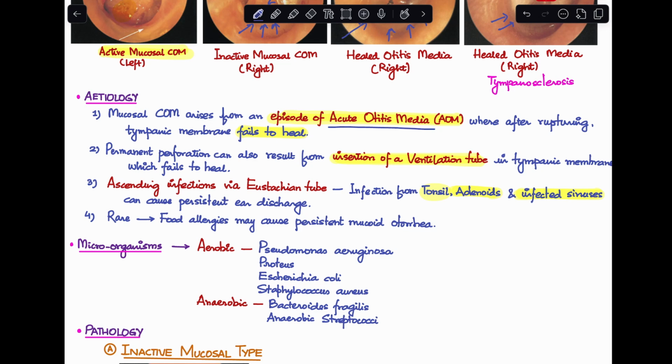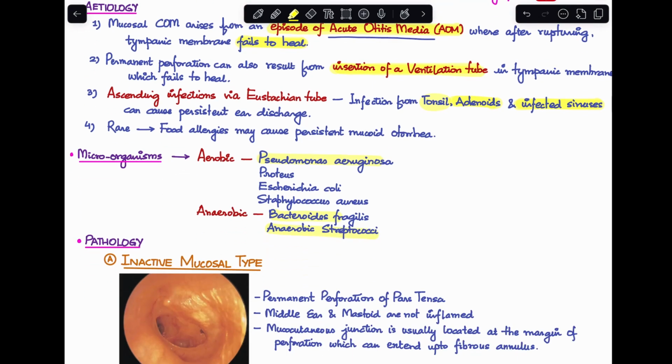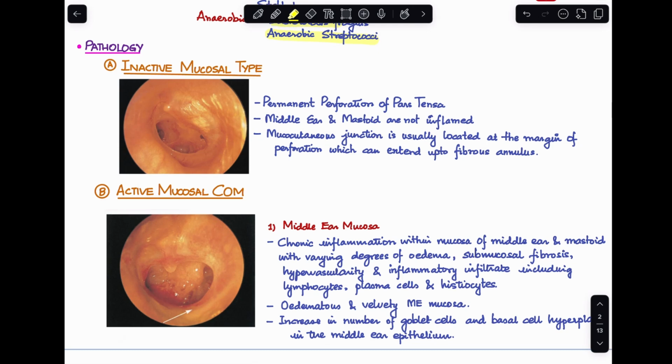Now, the microorganisms involved in this type are both aerobic as well as anaerobic. The more common aerobic organisms include Pseudomonas aeruginosa, Proteus, Escherichia coli, and Staphylococcus aureus, whereas anaerobic ones are Bacteroides fragilis and anaerobic streptococci. Next, we'll talk about the pathology of the different types of mucosal chronic otitis media.